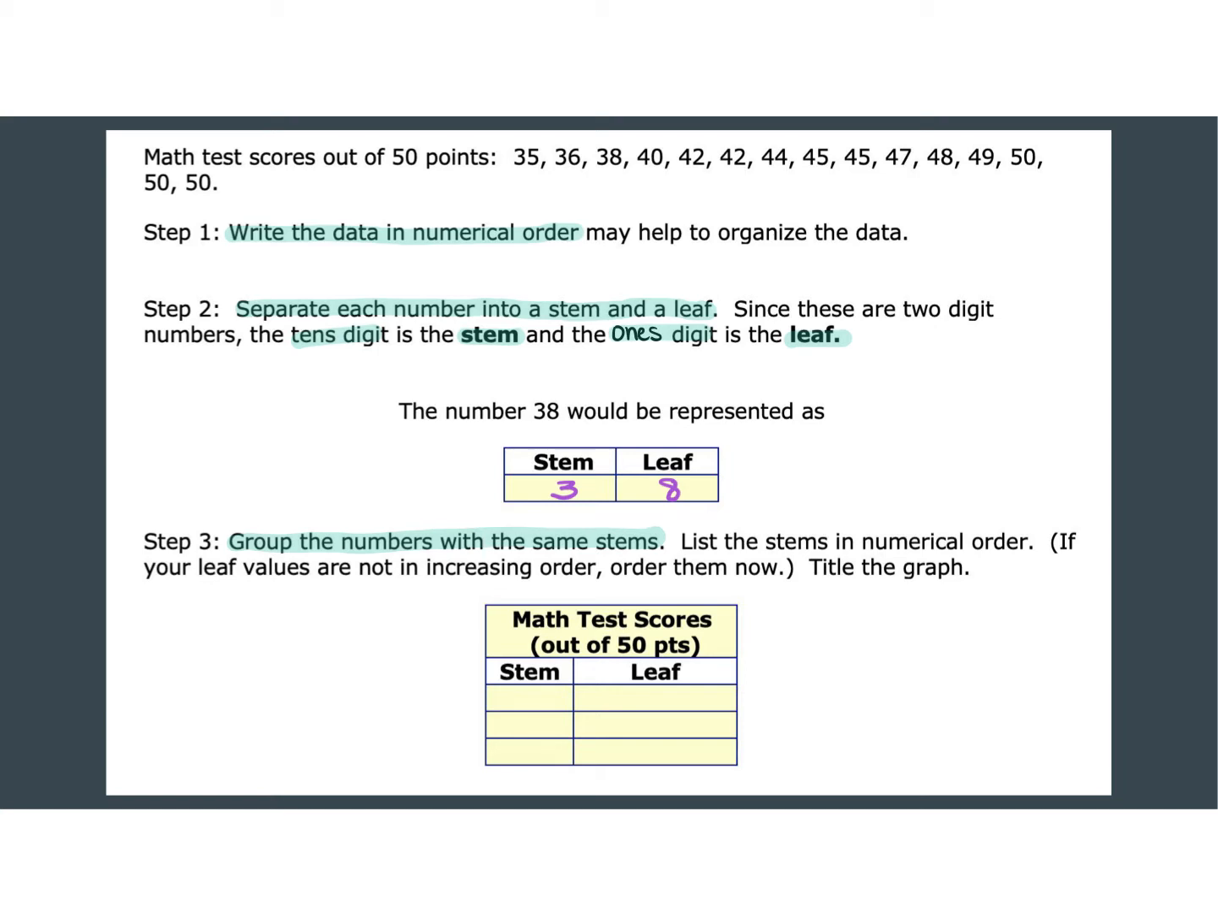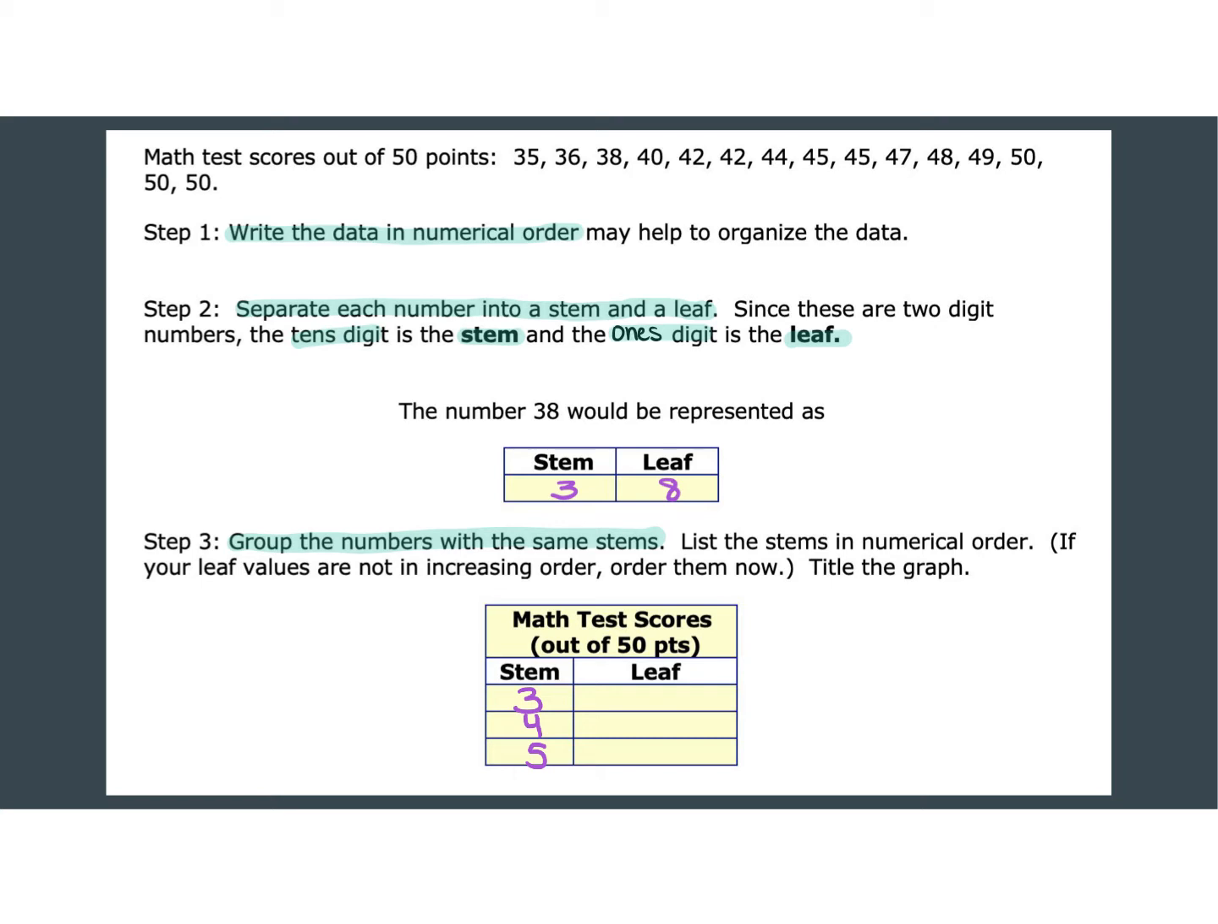We will list the stems in numerical order, and we will also need to title our stem and leaf graph. The title of our stem and leaf graph will be Math Test Scores out of 50 points. My stems will be 3, 4, and 5, since my test scores start in the 30s and end at 50.